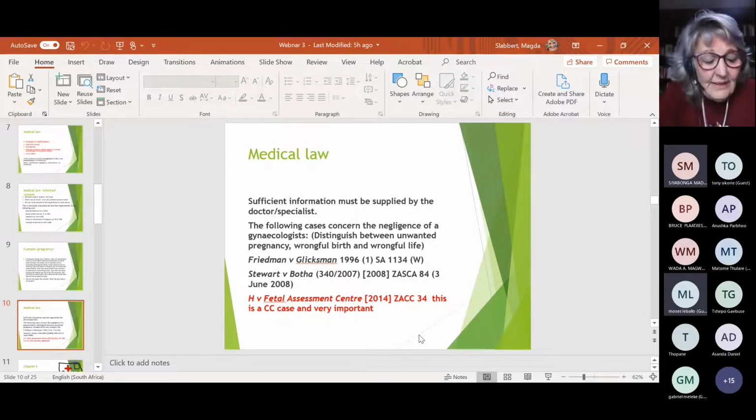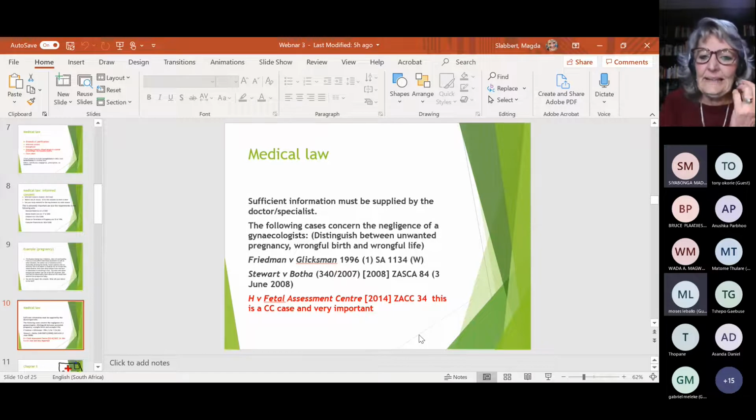Remember, once again, the test that one must apply: would the reasonable gynecologist of the same field of speciality have made the same mistake? Then it's reasonable, otherwise it is negligent. So we distinguish between, firstly, unwanted pregnancy. That is where the woman or the husband goes for a sterilization. So the man goes for a vasectomy, comes home. A few weeks later, they have intercourse again, and the woman falls pregnant. And then they realize that the vasectomy was not done correctly.